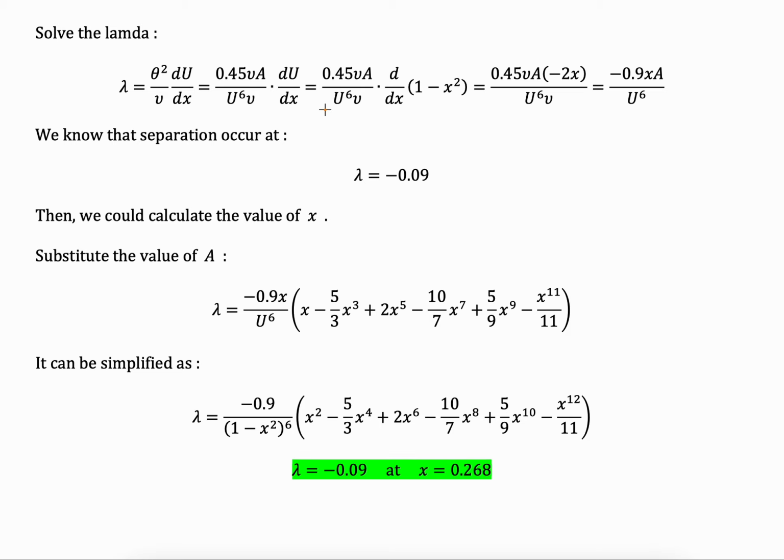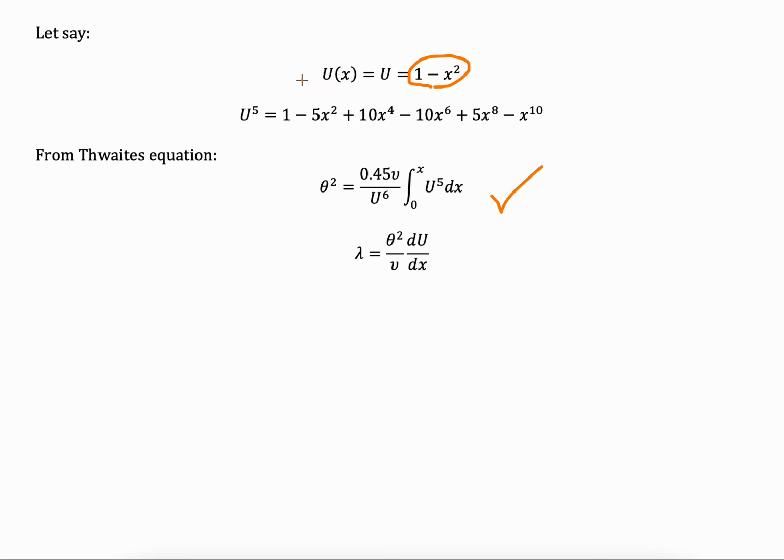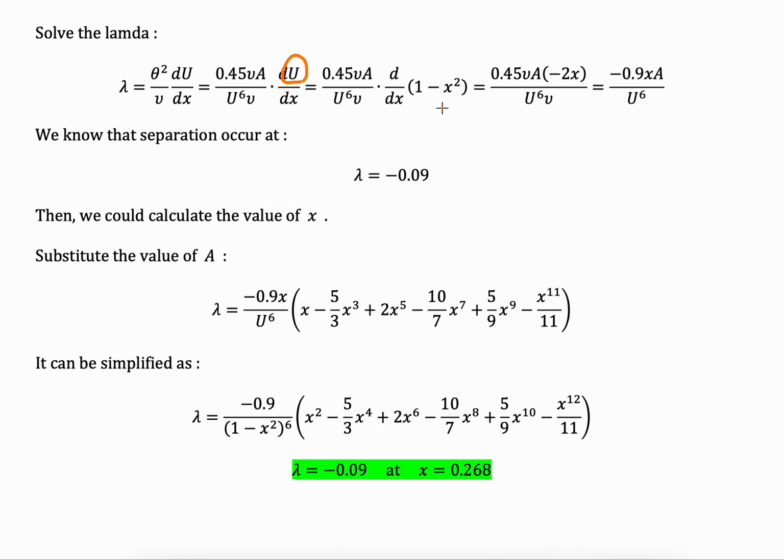From the du dx here, again we substitute the velocity that we get from the question here. So we have 1 over x, and if we solve it, we could simplify it as negative 0.9 xa over u to the power of 6. We believe, from previous research, that separation occurs at lambda equal to negative 0.09.